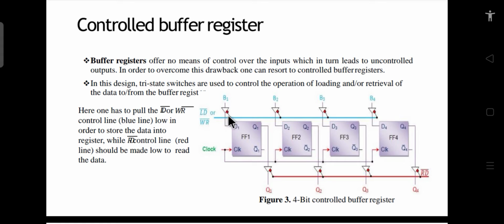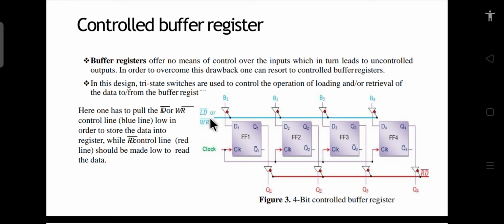So what happens when this control input is 0, then this tri-state buffer is inactive, whereas when this is 1, then only this becomes active. So when this input load, this LD stands for load or load bar, or you can write it as write bar, is 0, what will happen? This will be inactive. So these input buffers will be inactive, and therefore this input will not appear on the input of the flip-flop.